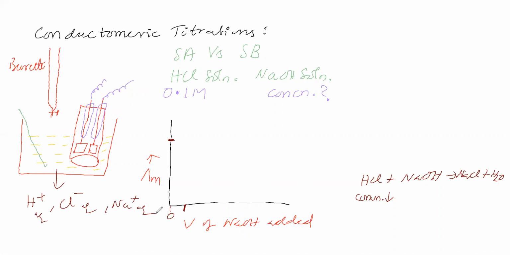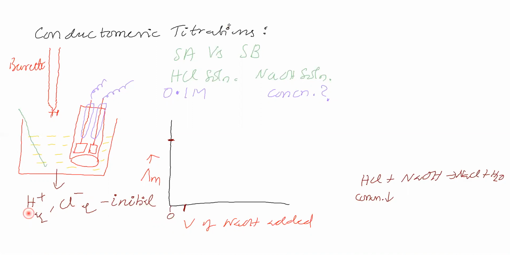Initially, what are the ions present? That point we will see. Initially, in the sense the volume of sodium hydroxide added is 0. Only HCl is there. H plus aqueous and Cl minus aqueous are there.